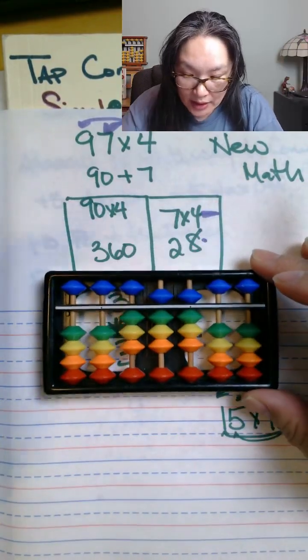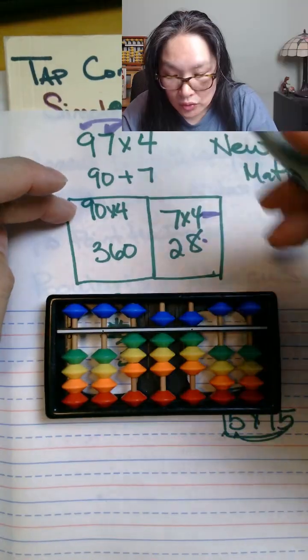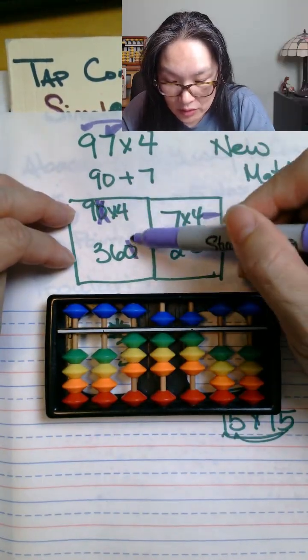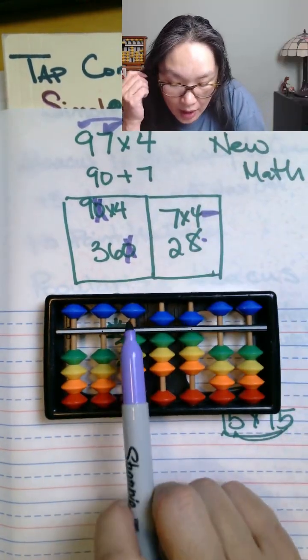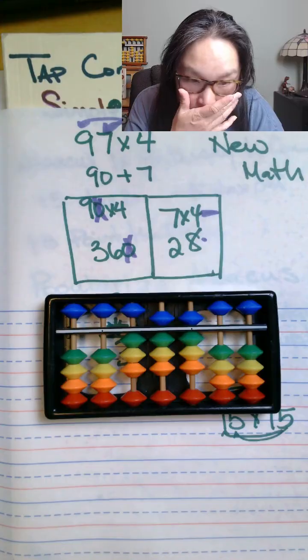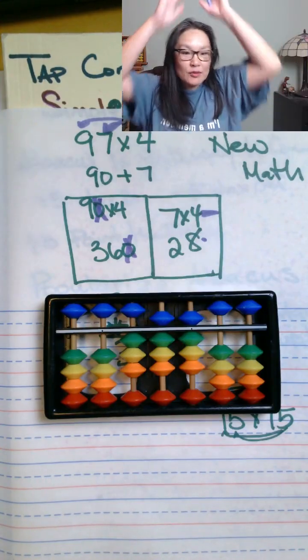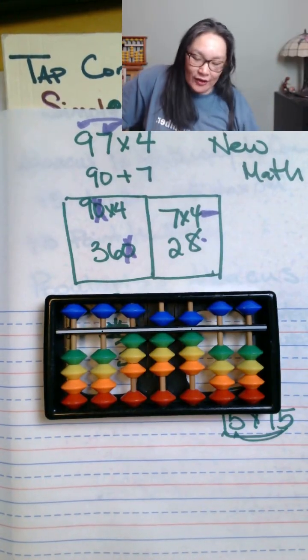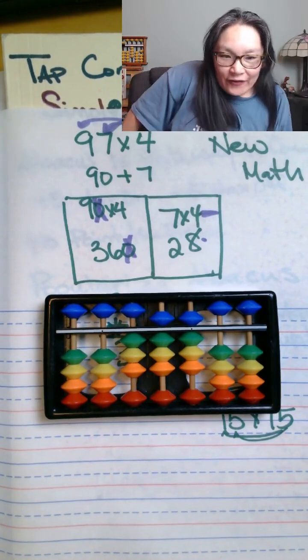What am I trying to say? In abacus, we don't talk about the tens. We don't talk about the zeros, because on the abacus, we already do it. I'm so excited. I just got to figure out how to compare.